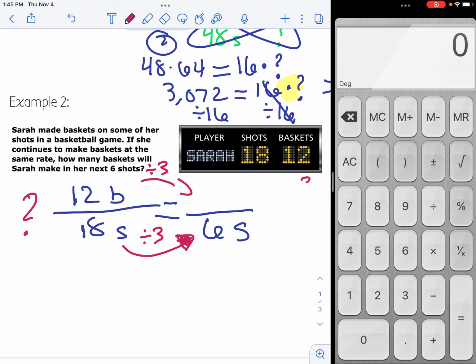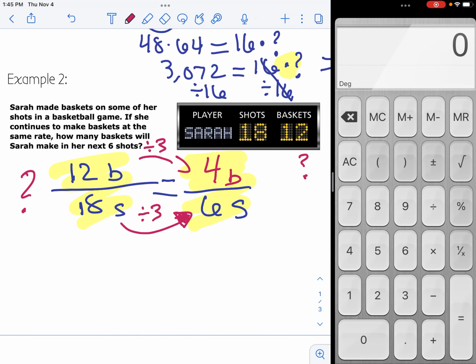So what is 12 divided by 3? 12 divided by 3 is 4. So that means in 6 shots, I am making 4 baskets. And these are equivalent ratios. So 12 to 18 is equivalent or equal to 4 to 6.